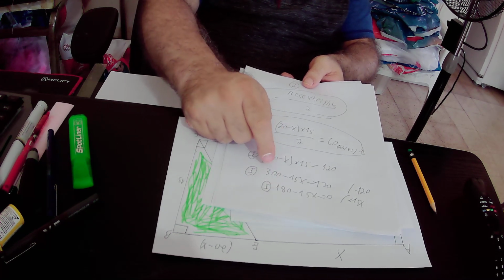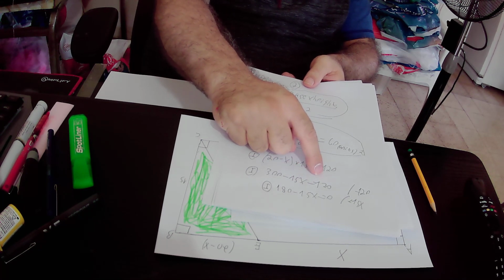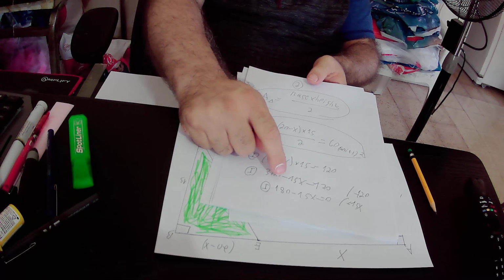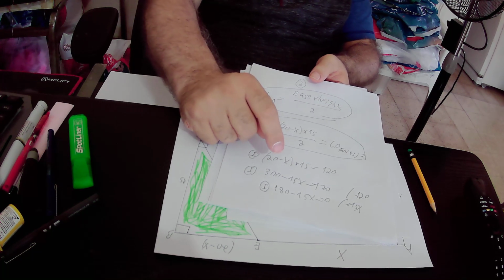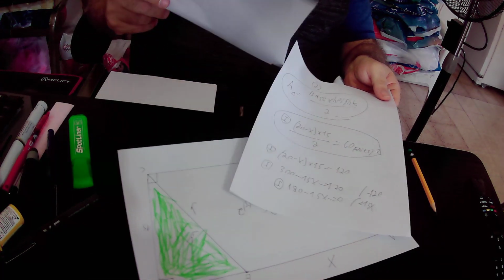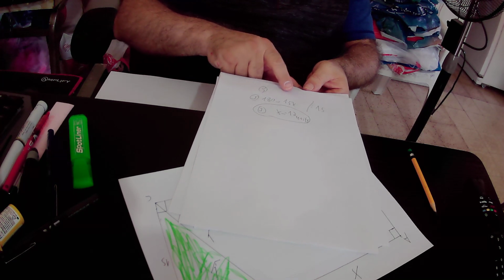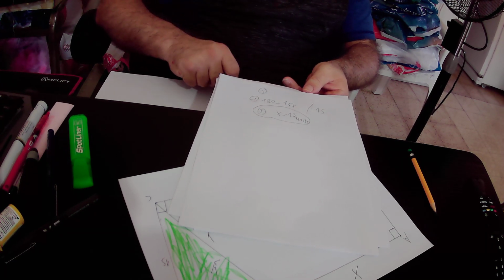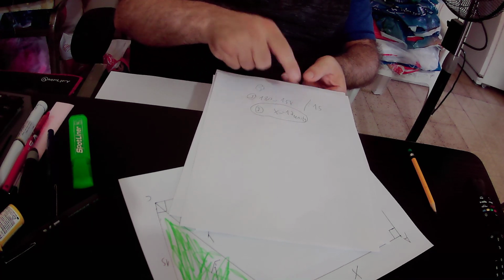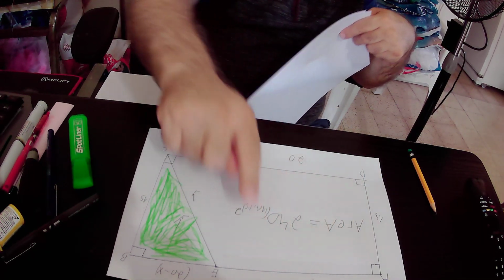So in this side of the equation we have 180 minus 15x, and 180 minus 180 equals 0. So we got that 180 minus 15x equals 0. We added 15x to both sides, and we got that 180 equals 15x. We divided by 15, and we got that x equals 12 units. Okay, so x equals 12 units.